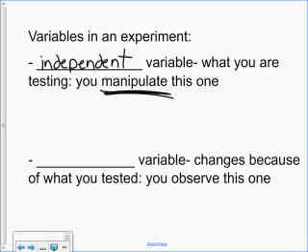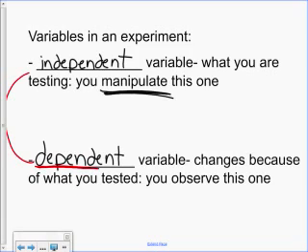Now the other one is the dependent variable. And it's called a dependent variable because this variable depends on the independent variable. This is the thing that changes because of the independent variable, because of what you're testing. And this is what you're going to observe or to measure.